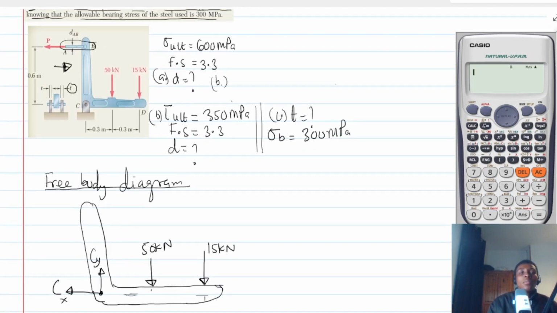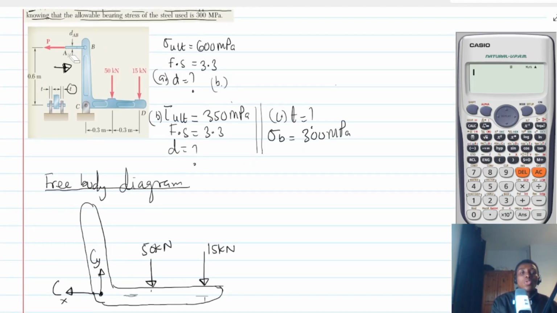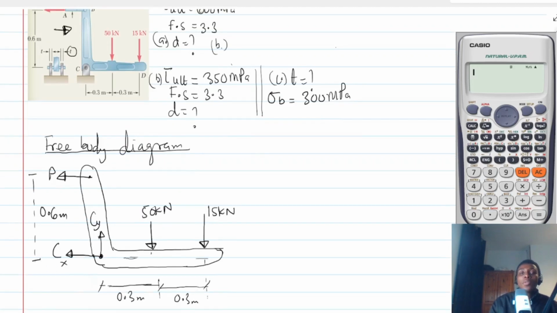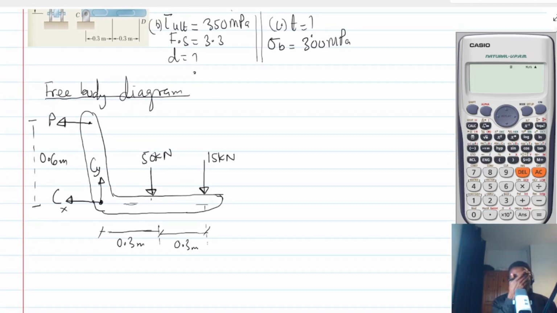So don't forget that there is also P here. So this is P, the load at the control rod. And then the distance from P to where C is 0.6. So this is the sort of free body diagram of the structure.